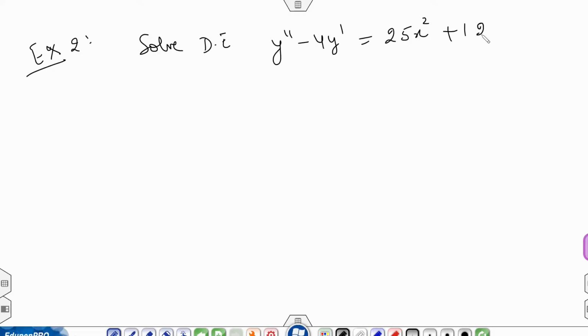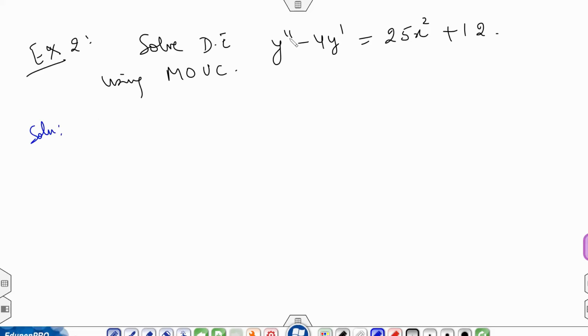Now let us do another example. Example number 2: solve the differential equation. Now here you can see that the coefficient q is equal to 0, or the coefficient of y is 0, and you need to solve it using the method of undetermined coefficients. So let's see.